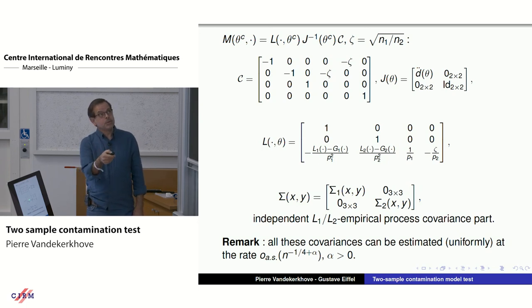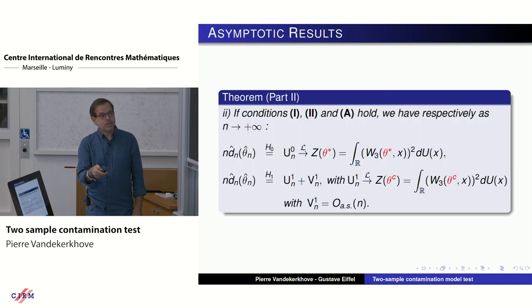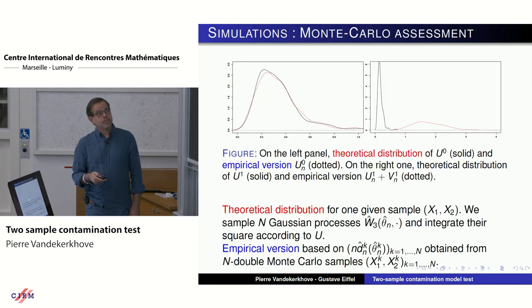All these covariance matrices can be estimated almost surely uniformly at the 1 over root n rate, basically. So everything is tractable, you can estimate it, and you have a clean result now, seeing that your test statistic goes to this integral under H0, and it goes to this integral under H1 plus a drift term V1n going to infinity with n, almost surely. So now I will illustrate what I was saying.